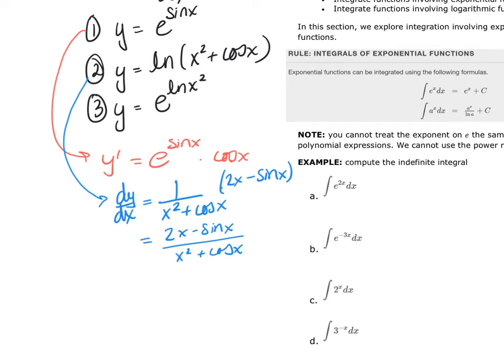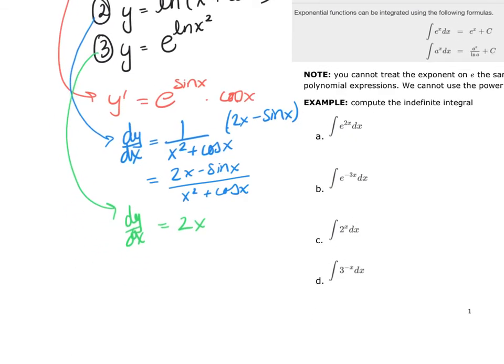And then on the last one, what did you all get for the last one? You ready for this? The last one's just 2x. So dy/dx, the last one's just 2x. And the reason is because we have this rule when we're talking about exponents. If we have b raised to the log base b of x, this just equals x all day long. So e raised to the natural log of x squared is just x squared. So I can just do the derivative of x squared.